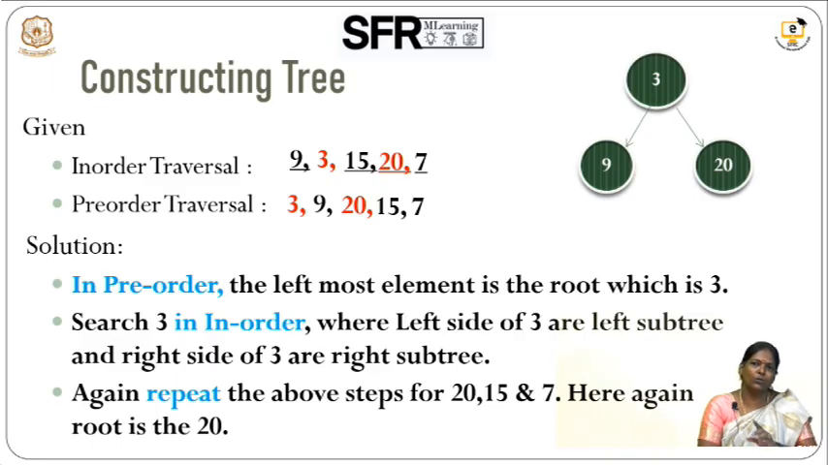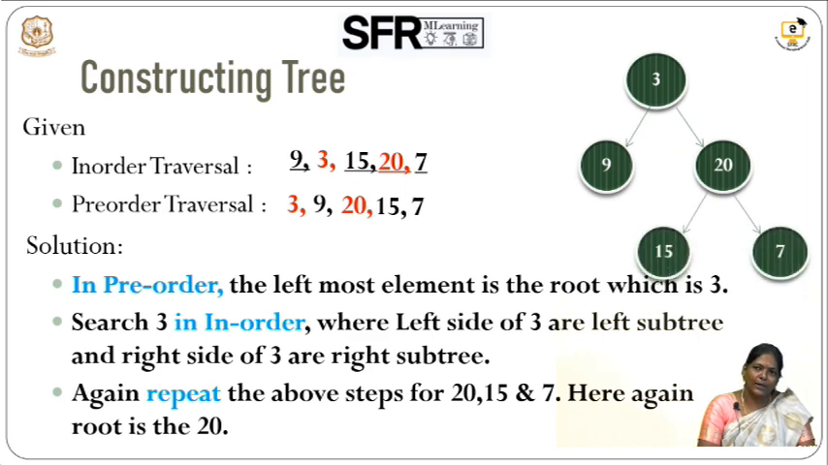After that, I have to again check the in-order traversal. 20 is there. Which one is at the right side and which one is at the left side? I have to check again. 15 is at the left side and 7 is at the right side. That means 15 is the left subtree of 20 and 7 is the right subtree of 20. So finally, I got the resultant tree.